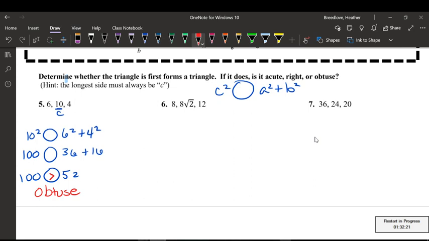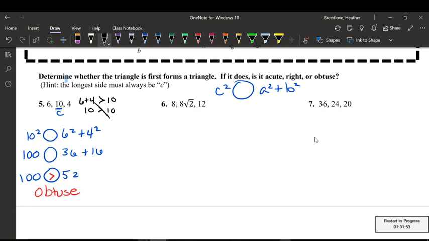These notes are not very nice. Well, because it says determine whether the first... Oh, that's what it was trying to say. First, determine whether the triangle forms a triangle. Right, can it be a triangle? So to be a triangle, 6 plus 4 must be greater than 10. So 10 greater than 10, it is not, so this is not even a triangle.